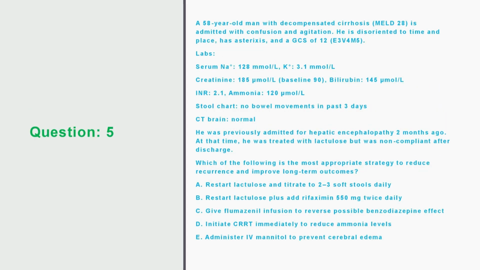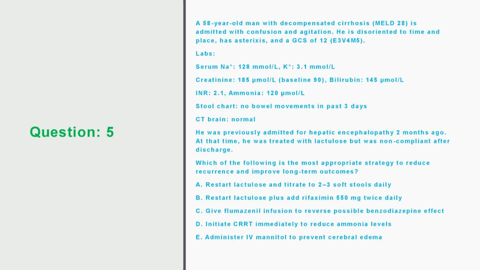A 58-year-old man with decompensated cirrhosis, MELD 28, is admitted with confusion and agitation. He is disoriented to time and place, has asterixis, and a GCS of 12, E3V4M5. Labs: serum sodium 128 millimol per liter, potassium 3.1 millimol per liter, creatinine 185 micromol per liter, baseline 90.